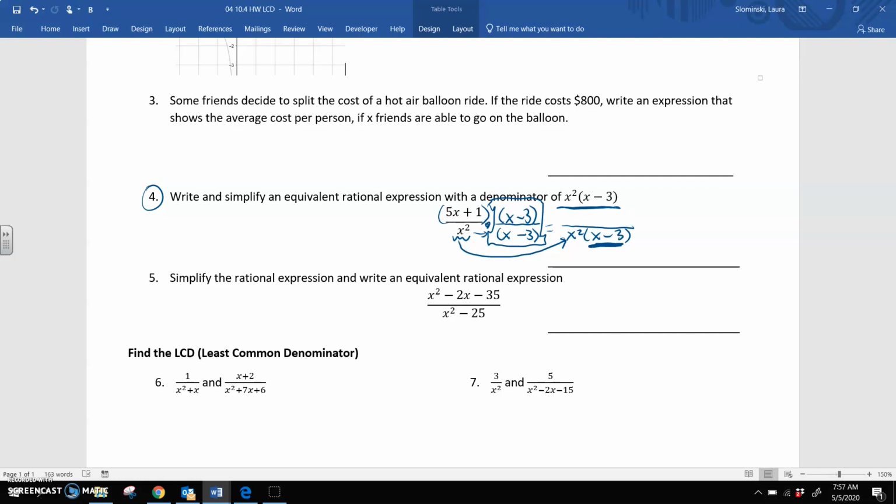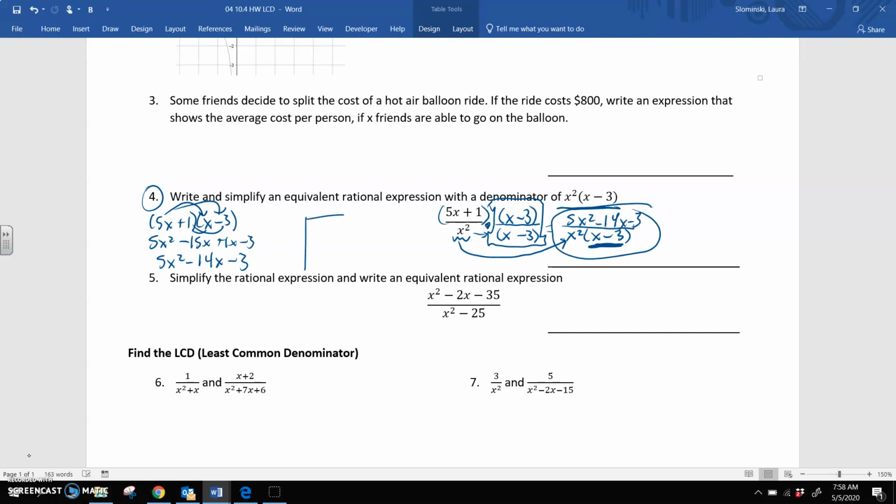Now we do want you to expand the top out, so two options, 5x plus 1 times x minus 3. Some of you guys use the distribution idea or foiling. 5x times x is 5x squared, minus 15x, plus 1x, minus 3. So you get 5x squared minus 14x minus 3 on top. That will be your final answer. So this is what it's looking for.